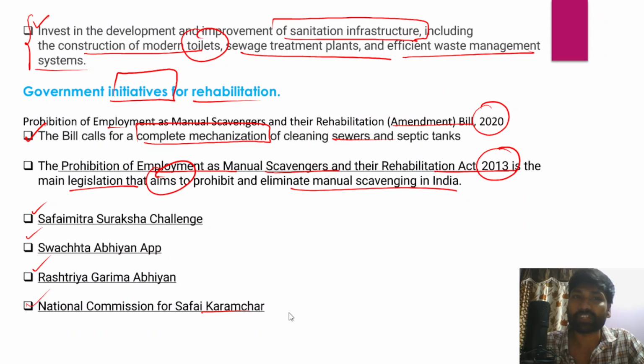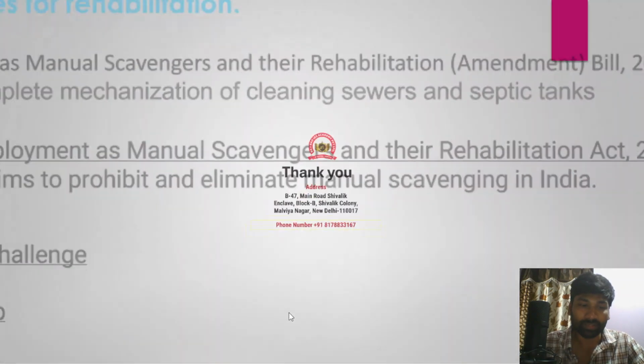However, you need to stress on ensuring that manual scavengers are free from this age-old practice, which is derogatory and which is also violating human dignity and Article 21 of the Indian Constitution, right? So that's all in this lecture, and thank you so much.